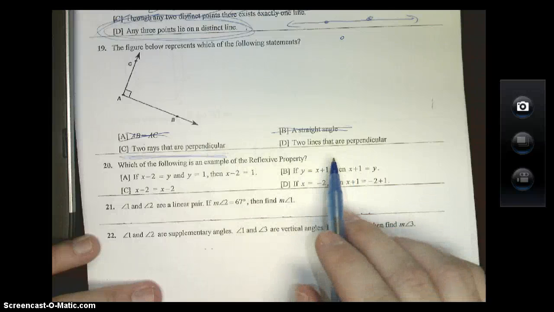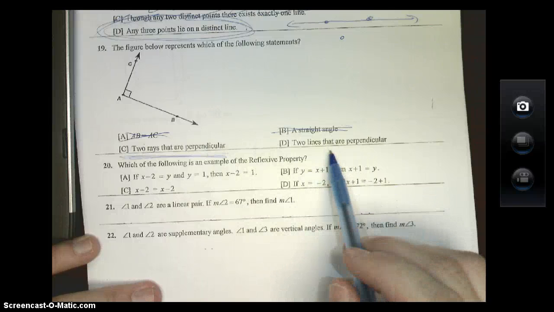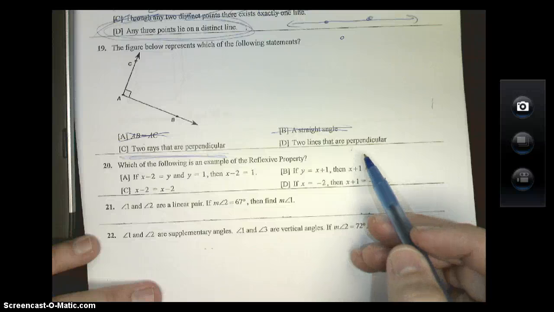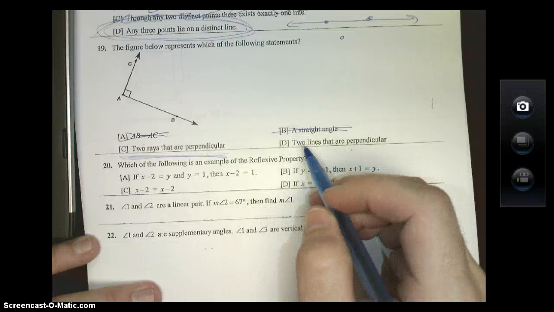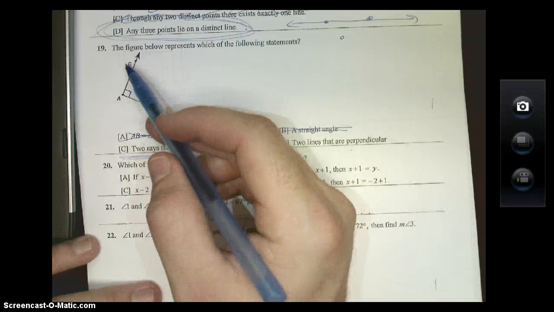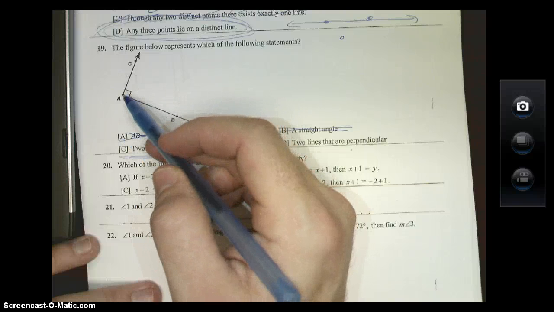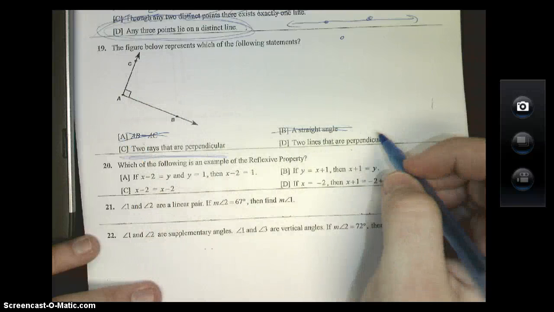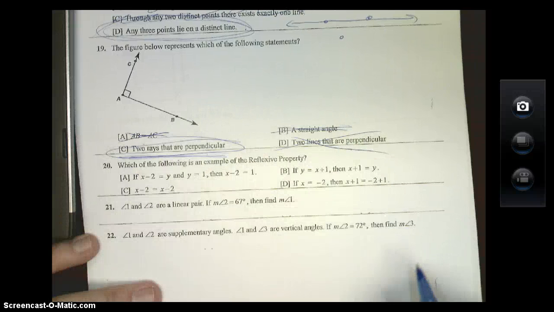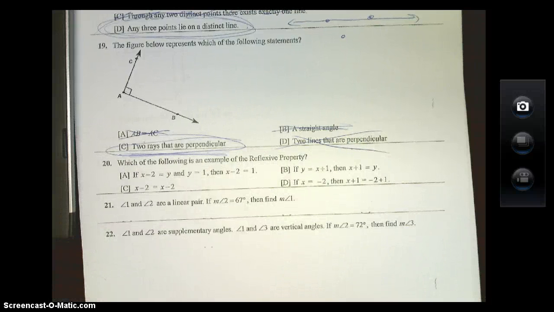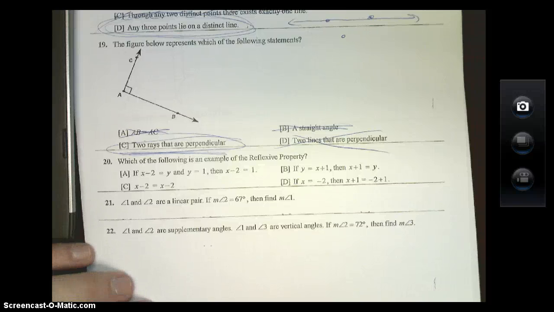Let's look at D. 2 lines that are perpendicular. Perpendicular is 90-degree angles. This looks pretty good, but again, definition, 2 lines. We need 2 arrows on the end of it. These are rays. They're starting, going forever. So by eliminating our wrong answers, we're left with C, 2 rays that are perpendicular.